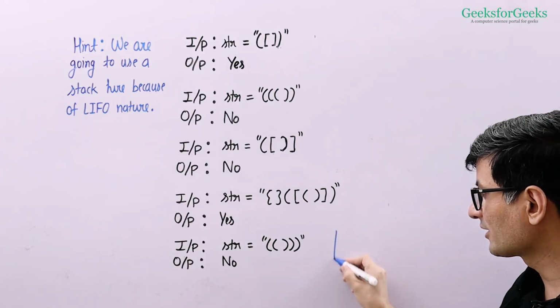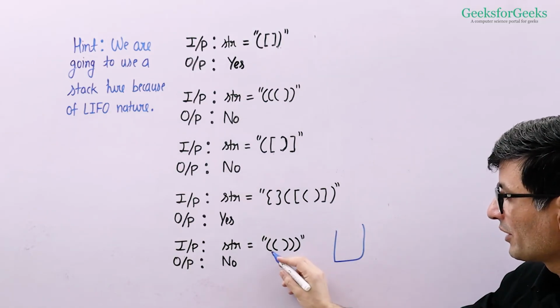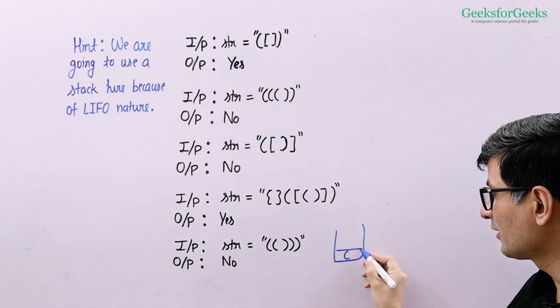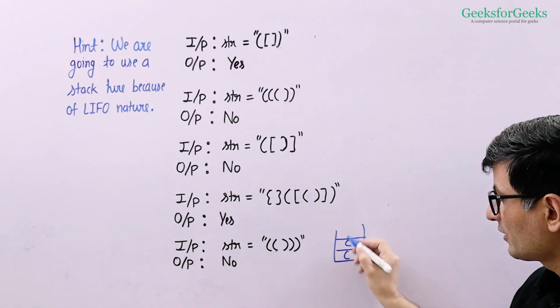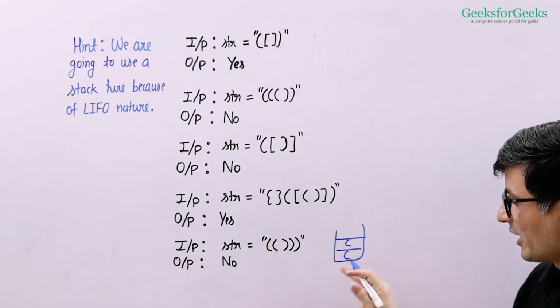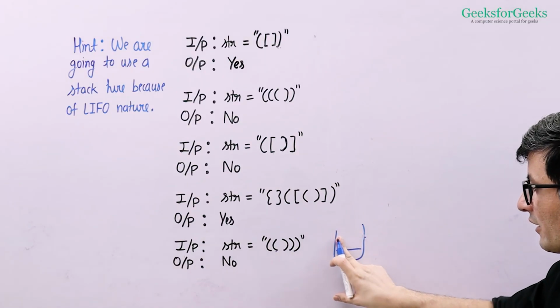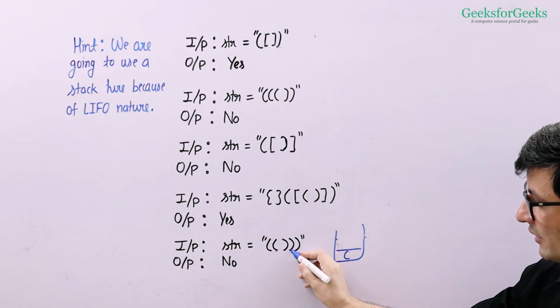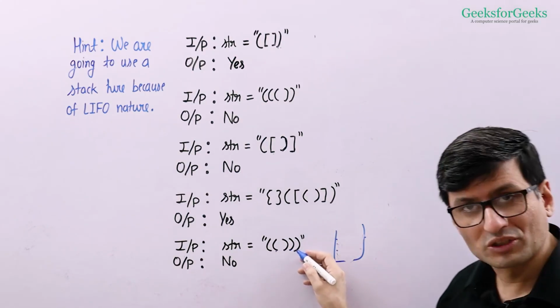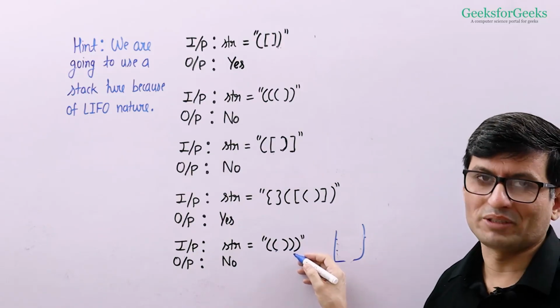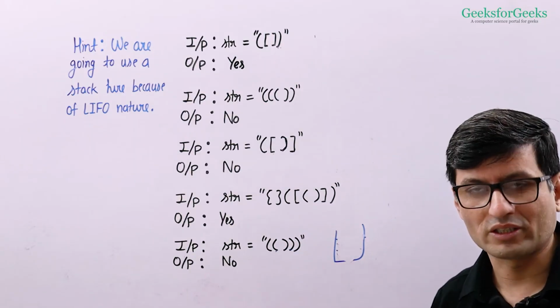Let's now see the last example. So what is going to happen? We are going to push this, then we are going to push this, then we are going to process this, and the top of the stack is matching, so we are going to remove the top of the stack. Then we are going to process this, and the top of the stack is again matching, and we remove the top. Now we have a closing bracket and the stack is empty. So in this case also we are going to return false.